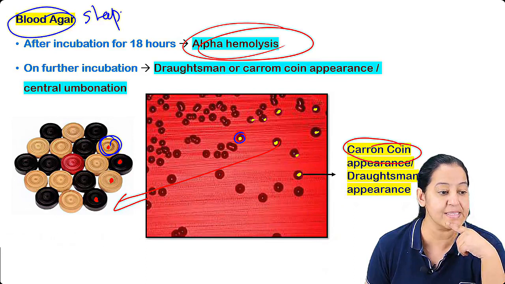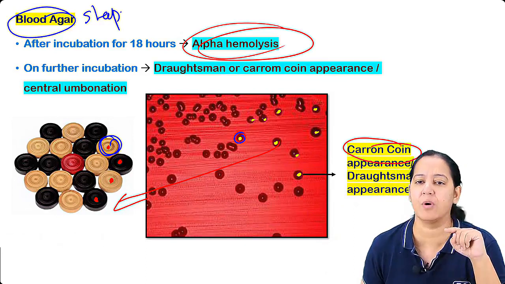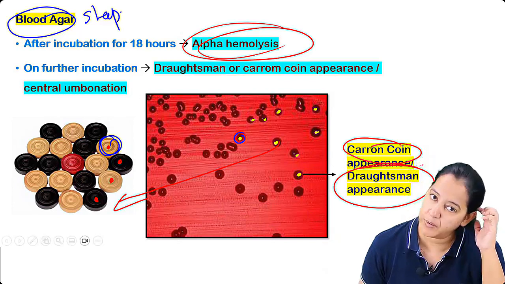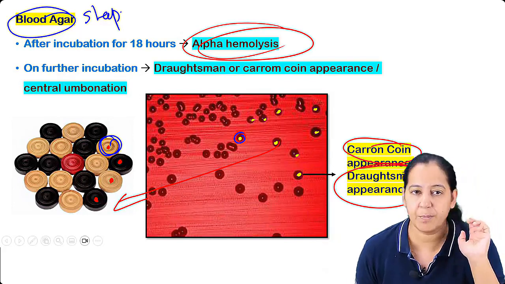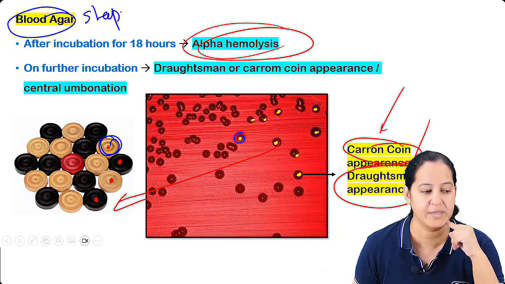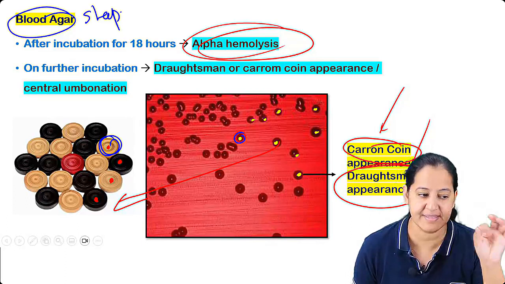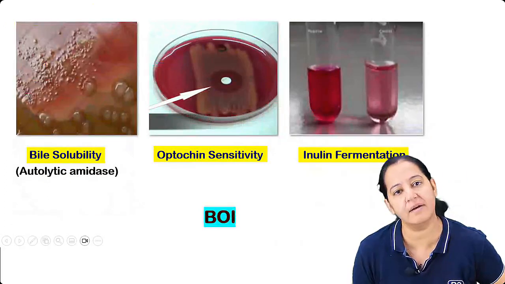What is known as carom coin appearance? Also known as Draughtsman appearance. One and the same thing. So please learn: Streptococcus pneumoniae on blood agar gives carom coin or Draughtsman appearance. Please learn. So at the center there is a depression.